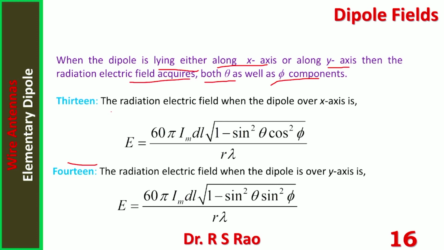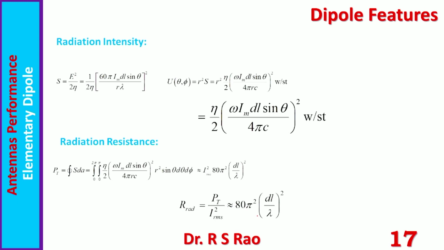So what is the radiation field when the dipole is over the x-axis? It is 60 pi Im dl square root of 1 minus sin square theta cos square phi by r lambda. This is the 13th observation. The 14th observation is when the dipole is along the y-axis at the origin, then E becomes equal to 60 pi Im dl square root of 1 minus sin square theta sin square phi by r lambda. After observation, now we consider some important features of the elementary dipole.